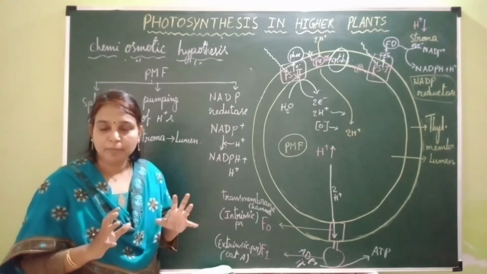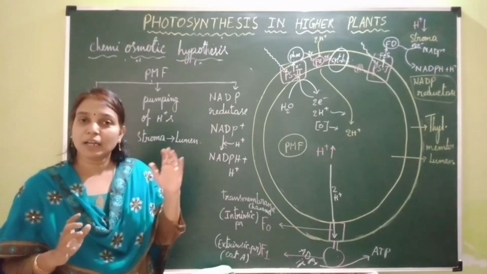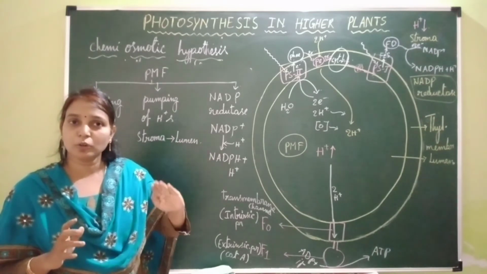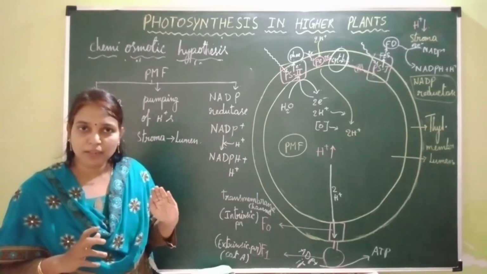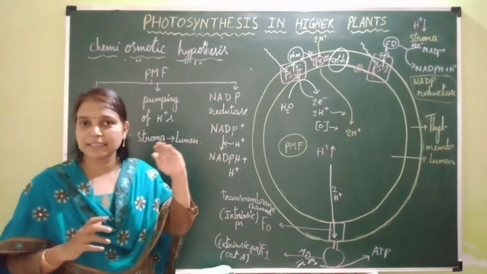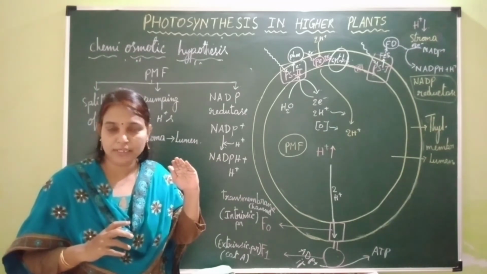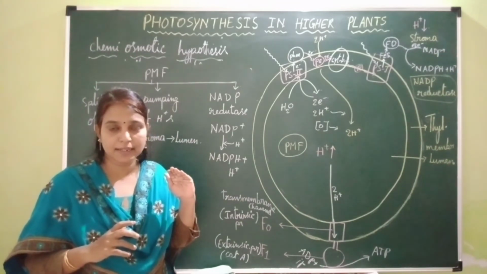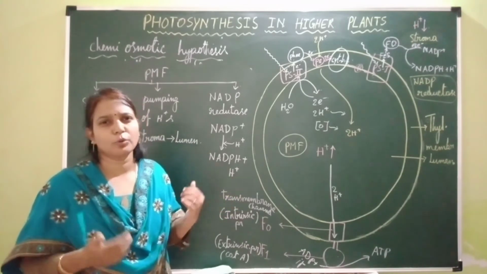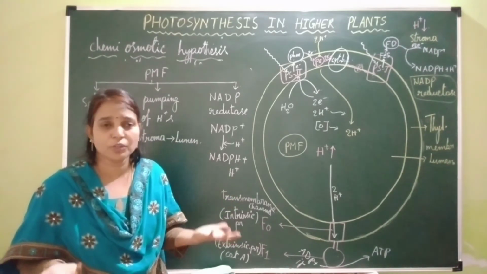So how is it developed? During the transport of electrons, protons are pumped from stroma to lumen, and hence inside the lumen there is an increase in the concentration of protons. That is nothing but the development of the proton gradient, that is the development of proton motive force, which is responsible for the formation of ATP.